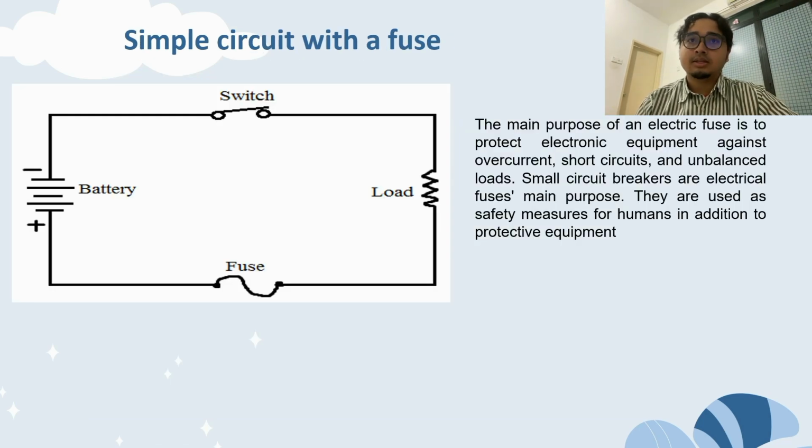Next, let's see the simple circuit with a fuse. Why a fuse? Because the main purpose of the electric fuse is to protect electronic equipment against overcurrent, short circuit, and unbalanced loads. Small circuit breakers share the electrical fuse's main purpose. They are used as a safety measure for humans in addition to protecting equipment.